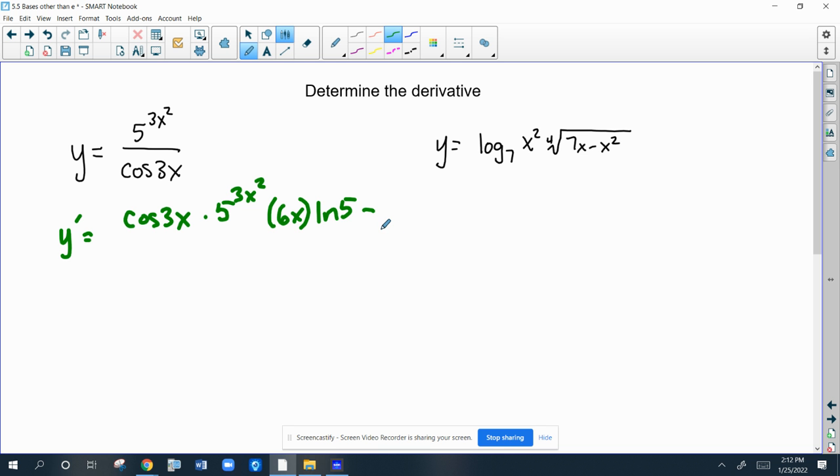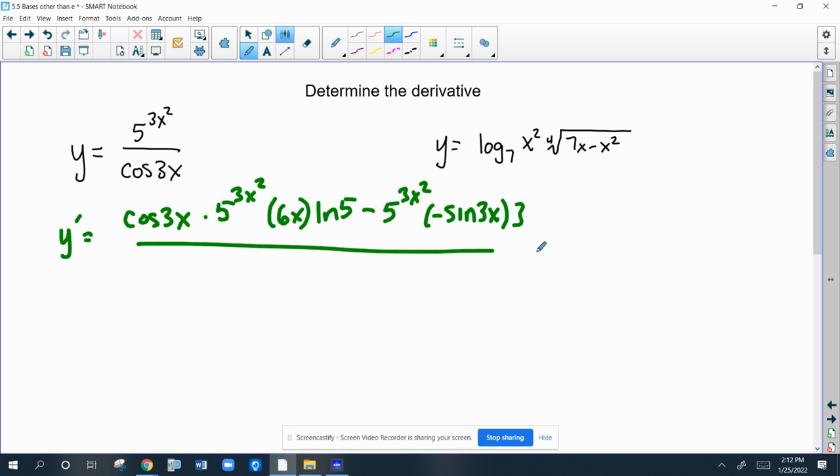Minus, because we're still in the quotient rule, the top times the derivative of the bottom, which is negative. It's a chain rule. Negative sign. Leave the 3x alone. That's the inside. Times the derivative of the inside, which is 3. All over the bottom squared.